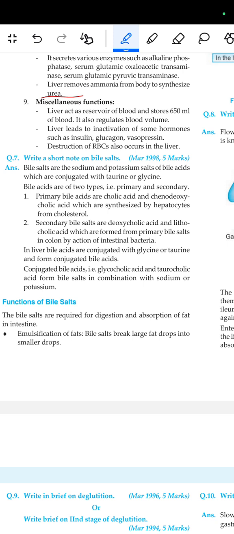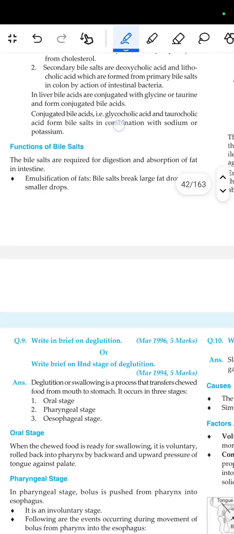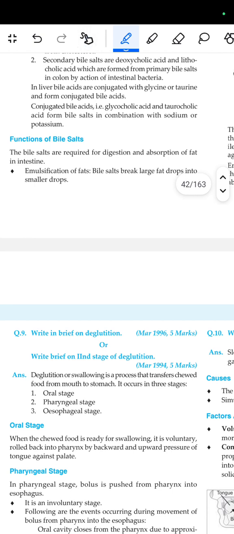In the liver, bile acids are conjugated with glycine or taurine and form the conjugated bile acids. Conjugated bile acids, that is glycocholic acid and taurocholic acid, form bile salts in combination with sodium or potassium. Then come the functions of the bile salts. The bile salts are required for the digestion and absorption of fat in the intestine. Emulsification of fat: bile salts break large fat drops into small drops.